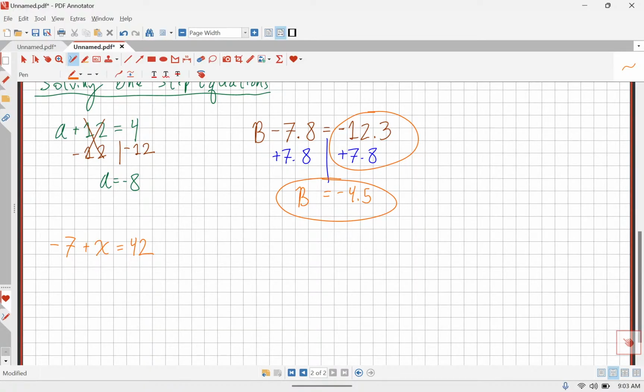Can I get you guys back up here in 5, 4, 3, 2, 1? All right. Tice, what did you get for this? I got positive 49. How many of us got x equals 49 for that one? Beautiful. How did you get that? What did you do, Tice? So I did negative 7 plus 7, and then I know I need to get to 42, so I just added 7 to 42, and I got 49. Beautiful.